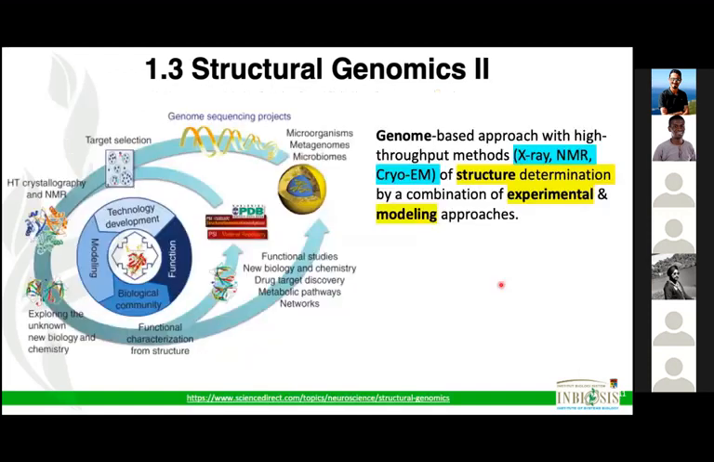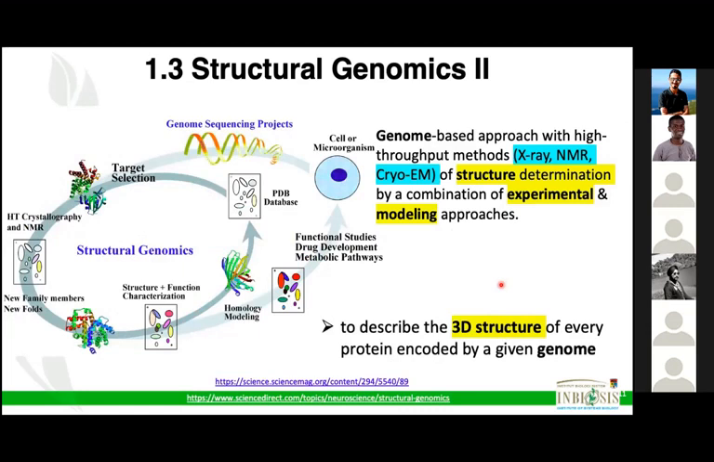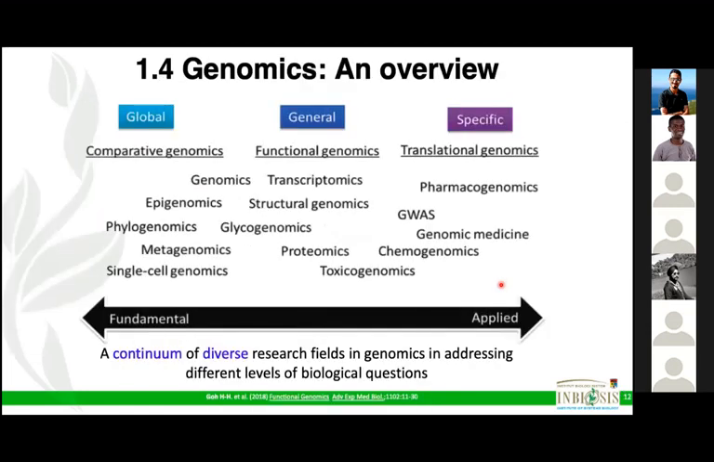Okay. Whereas the second definition of structural genomics deals with genome-based approaches with high throughput methods like X-ray, NMR, or cryo-EM for the structural determination of all the proteins in the genome. So as an overview of genomics, you can see from global comparative genomics on the fundamental side up until very applied translational genomics that deals with genome-wide association study or genomic medicine. You can see there's a broad range of it, a continuum and diverse field.